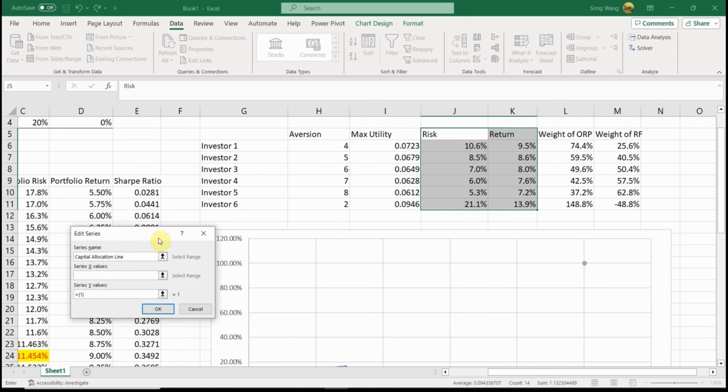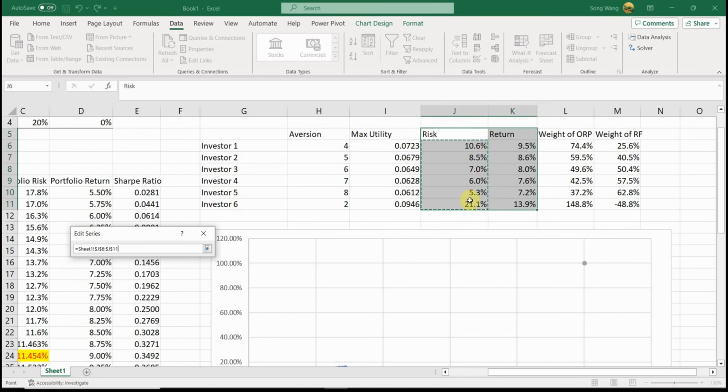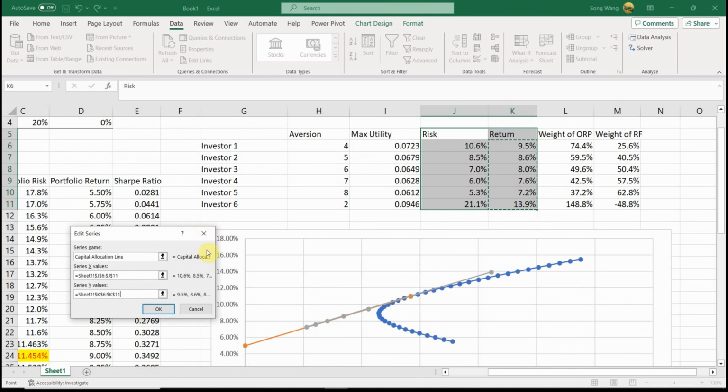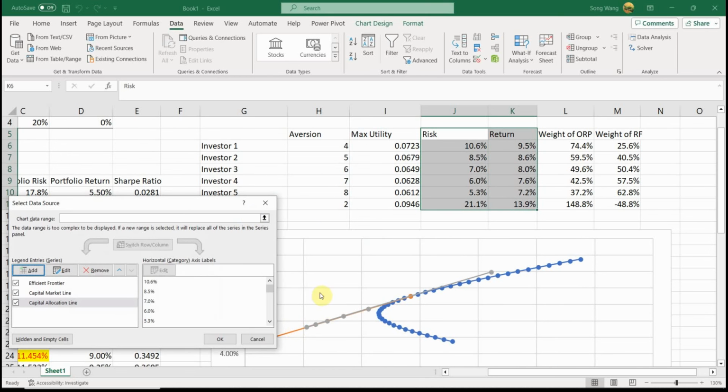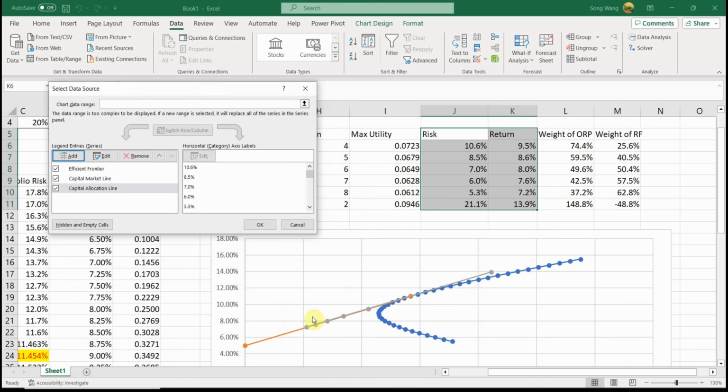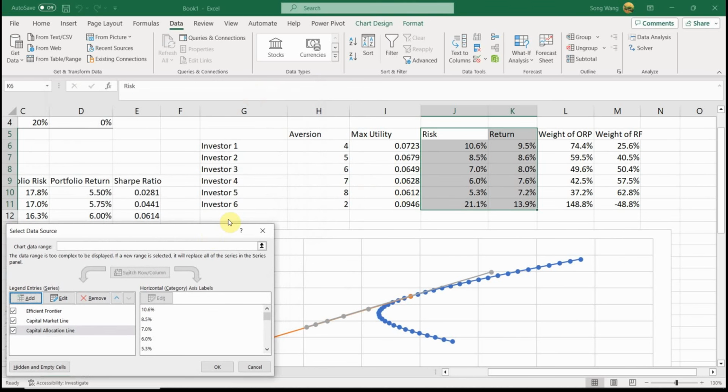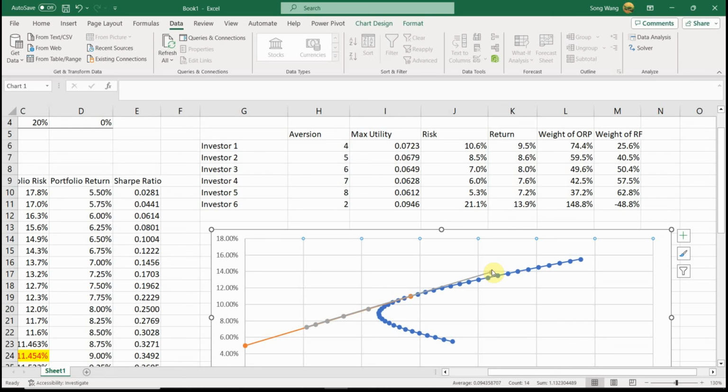I will right-click and then select data, and then this time I will add capital allocation line, and the X values would be all the risks, and the Y values would be all the returns. As you can see, the gray dot is the capital allocation line, which is the best allocation for all kinds of investors, and they all want to maximize their utility, which means they all need to have the highest Sharpe ratio. The difference is they all are at different points.